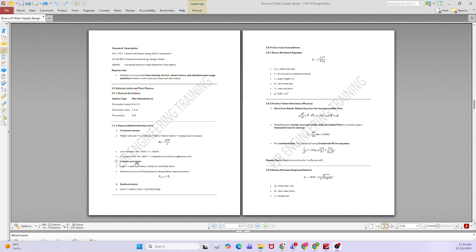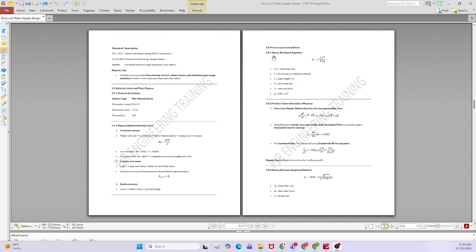Then you can see the erosion and noise. High velocity will increase pipe wall wear, cavitation and flow noise. Cavitation occurs if local pressure drops below vapor pressure, so this is P local less than vapor pressure. If you have low velocity, there is also a problem: it will create solid settling and pipe blockage. So your velocity should be optimum, not high, not low, but in between.